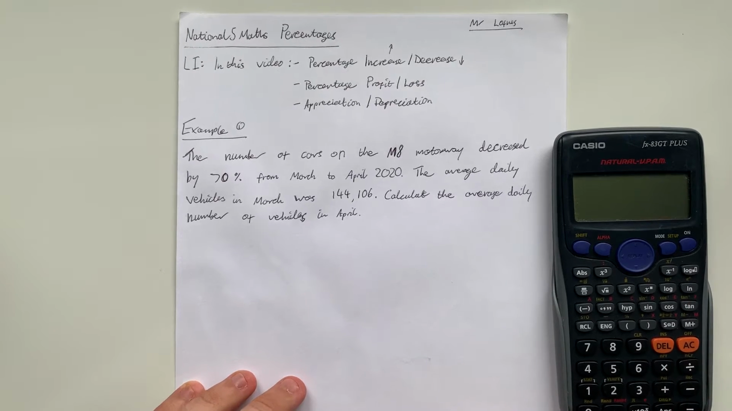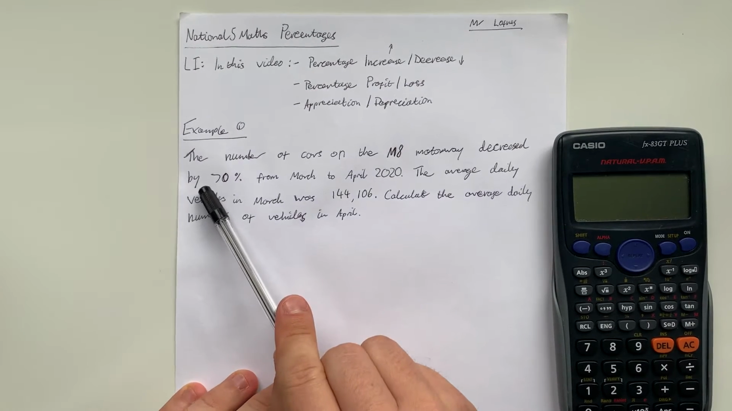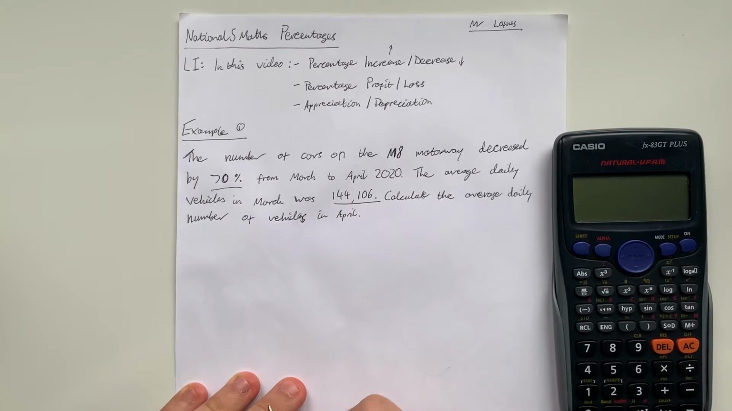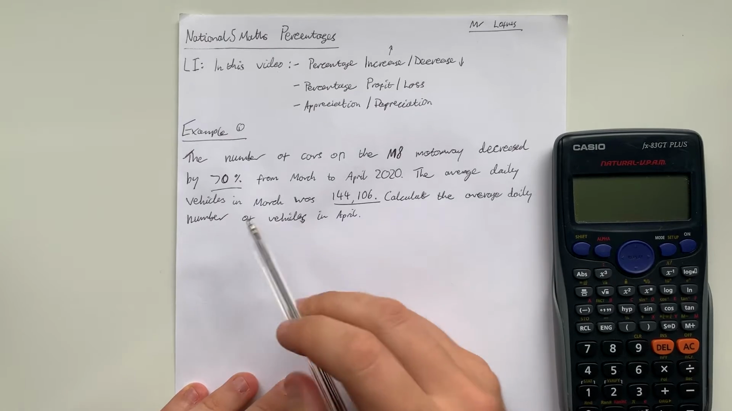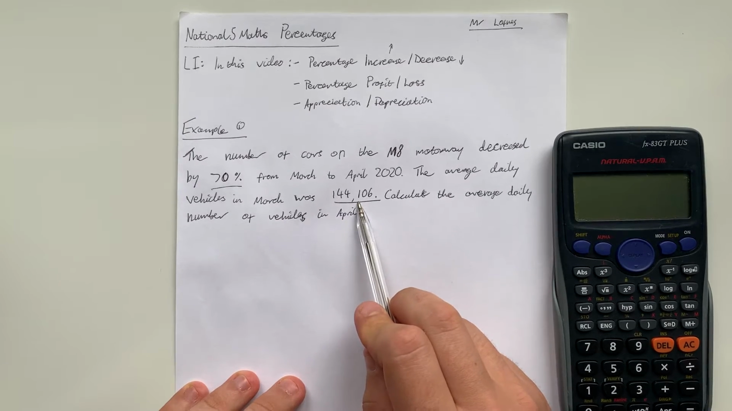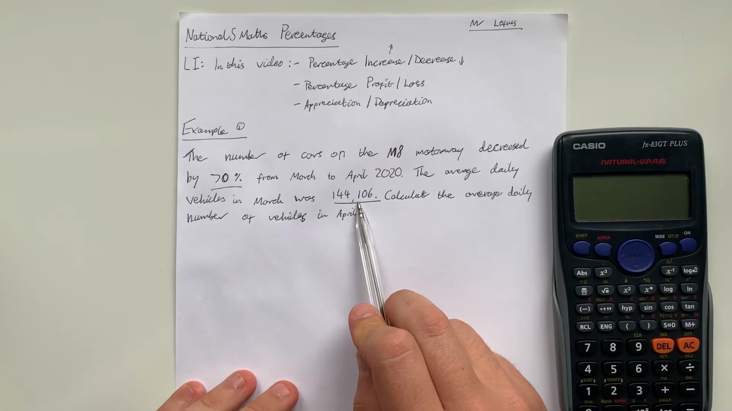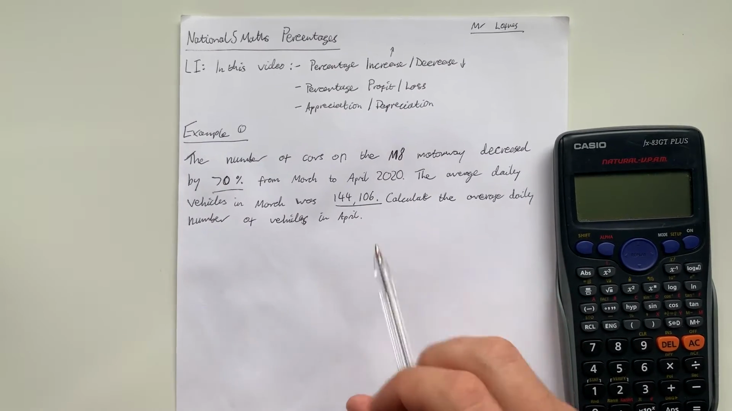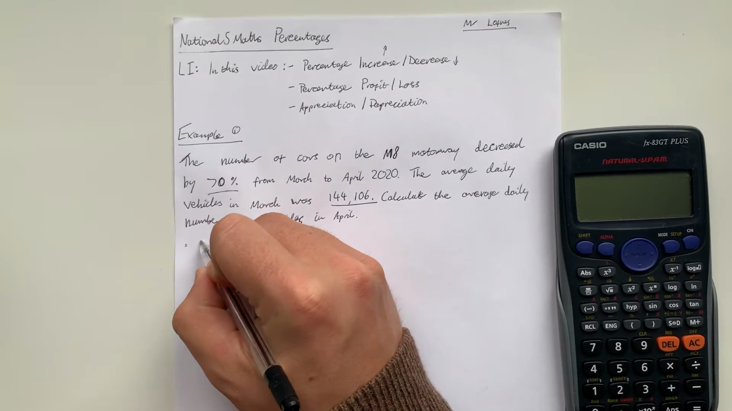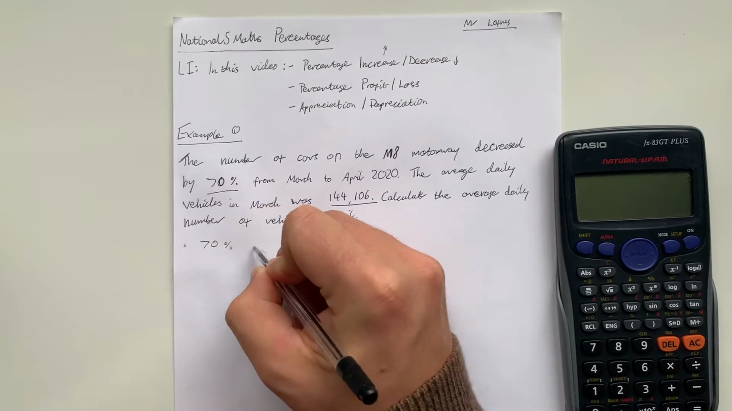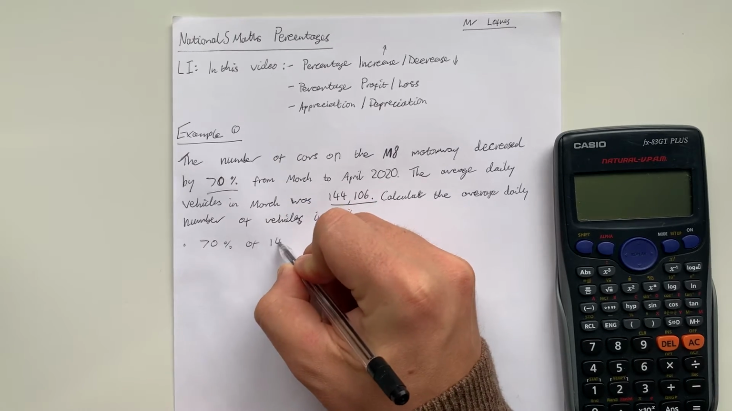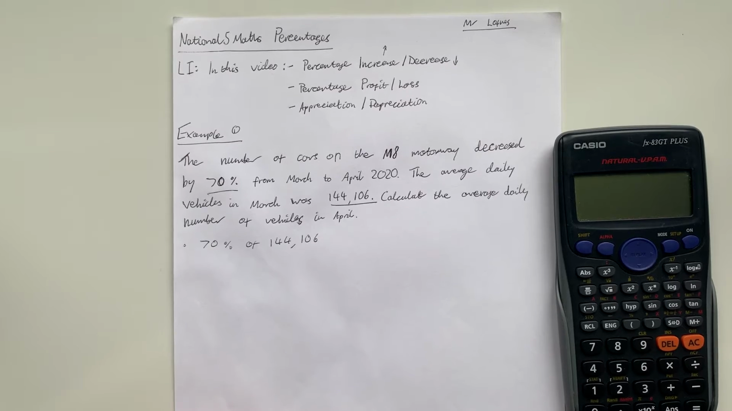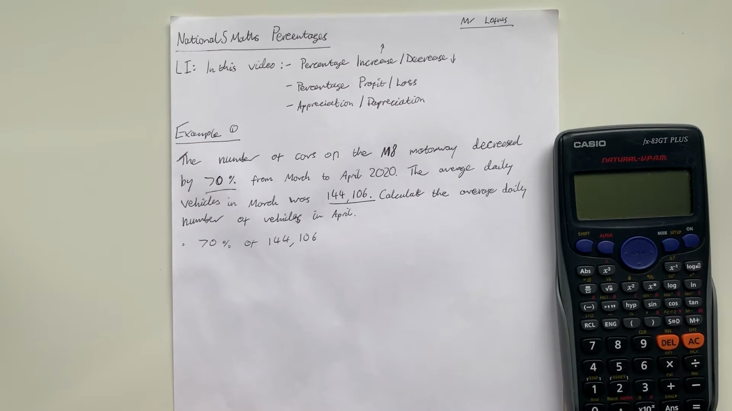So how would we do this? Well, if we had that it decreased by 70% and it was 144,106, it looks like we're going to have to find out what 70% of 144,106 is. And then if we know how much it is decreased, we just need to take it away because it's going down. So let's start off with that. So our solution, we're going to find 70% of 144,106. And you should be ahead of me here with your calculator. Okay, in the last video, we showed how to do that.